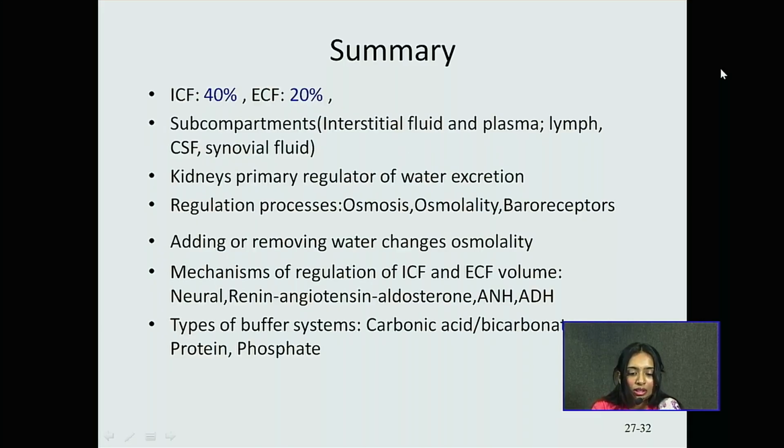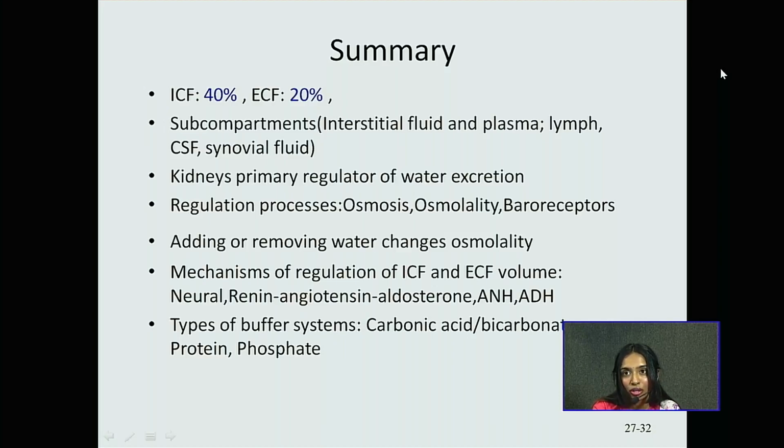Now this is the summary. As we saw, the ICF being the largest compartment of the body comprises 40% of total body water and ECF comprises 20%. The subcompartments of ECF are interstitial fluid, plasma, lymph, CSF and synovial fluid, interstitial fluid and plasma being the most.